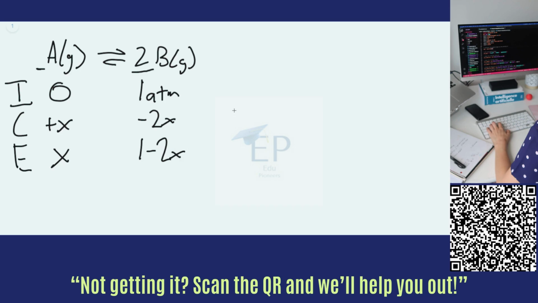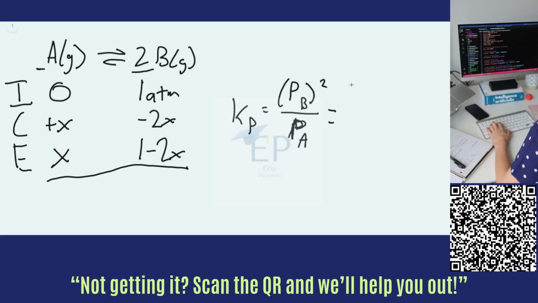And so we can then set up the equation Kp equals the partial pressure of B squared over the partial pressure of A. And those are our equilibrium pressures right here. So we can set that equal to (1 minus 2x) squared over x. Now, everything up to this point will be the same for A, B, and C. However, our value for Kp is going to change.